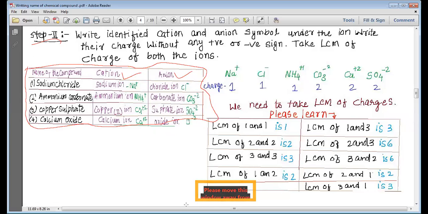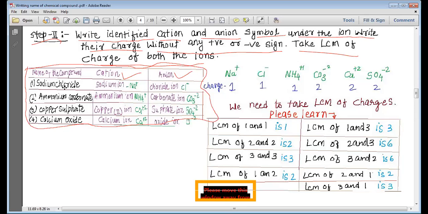Let us study. In the second step, my dear students, we write the identified cation and anion, we write their symbol, and under the ion symbol we write their charges without positive or negative sign. And then we take the LCM of the charges of both the ions.